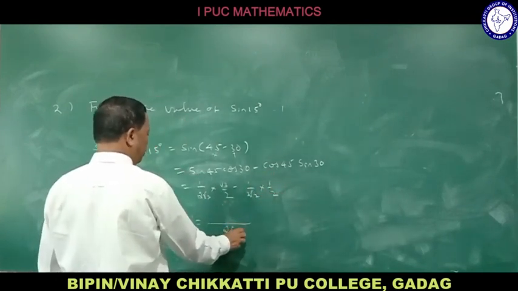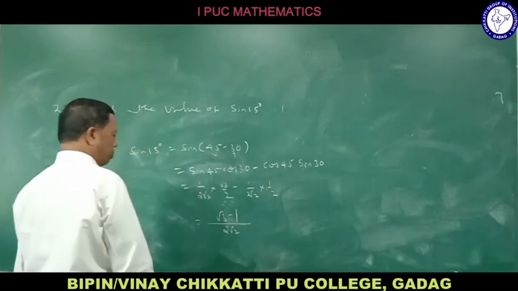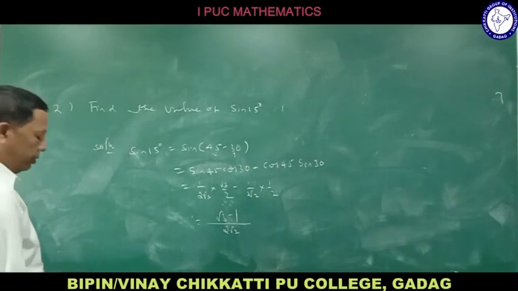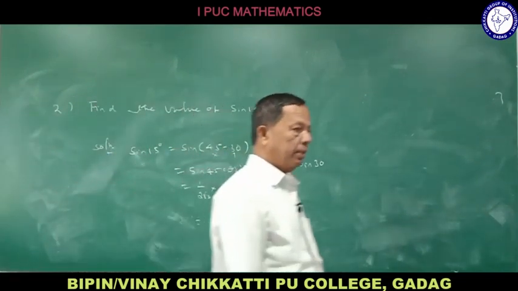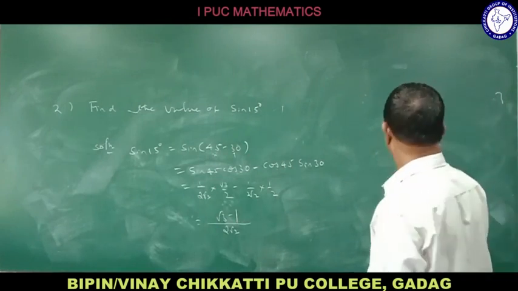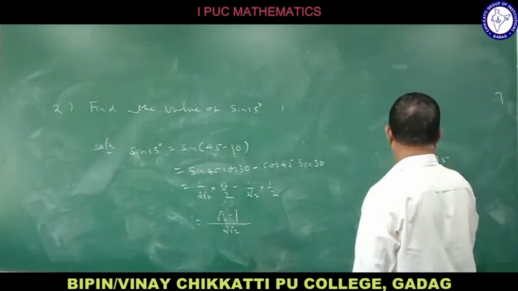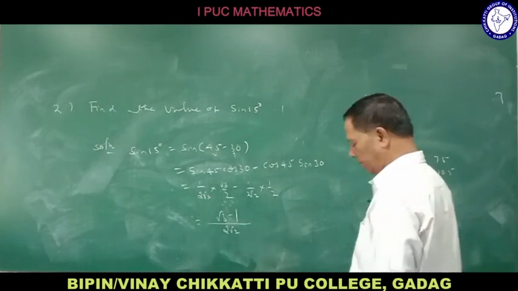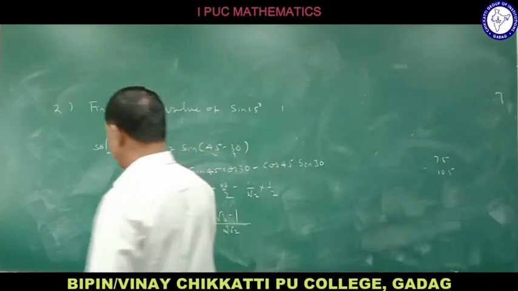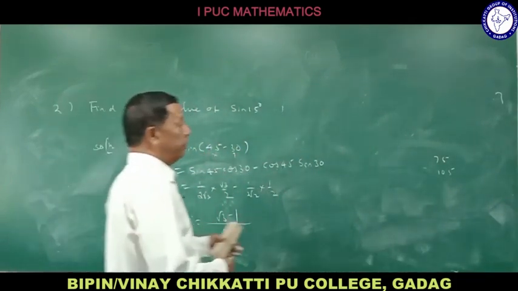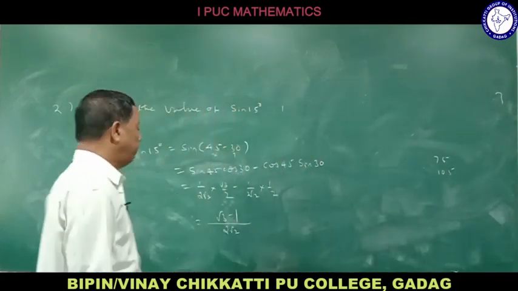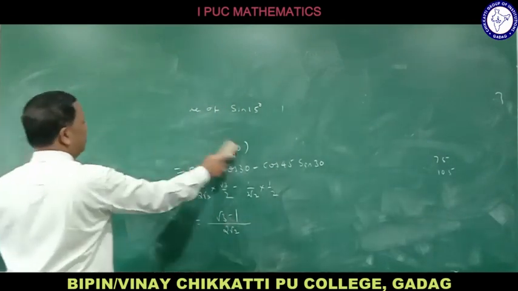LCM is 2 root 2, and here it comes to root 3 minus 1. So root 3 minus 1 divided by 2 root 2 is the answer. This is the way we find sine 15 degrees. Generally 75 and 105 can be done like this only, and you see these other results can be split. This is 45 plus 30, this is 60 plus 45. This is the way you can split to find the result.